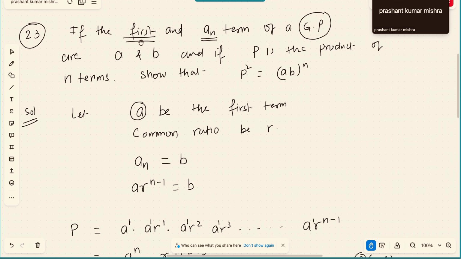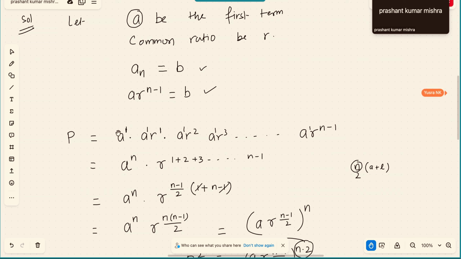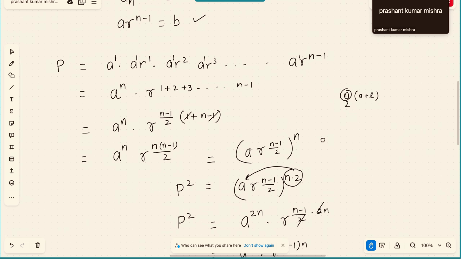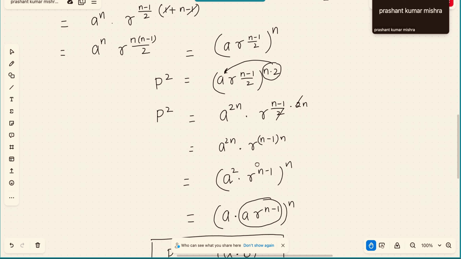In the question, the first term and the nth term were given: the first term is A and the nth term is B. They told us to find the product of the terms, but they want P square. For finding the product, we simply multiplied all of them, and saw that the power of A will be n because there are n terms, and the power of R will be 1 plus up to n minus 1. Then we applied the formula for the sum of the AP because 1, 2, 3 is in AP, and then simplified and solved it.